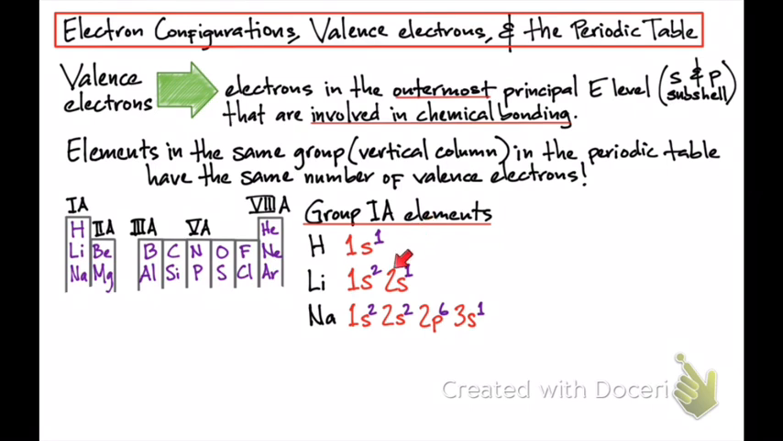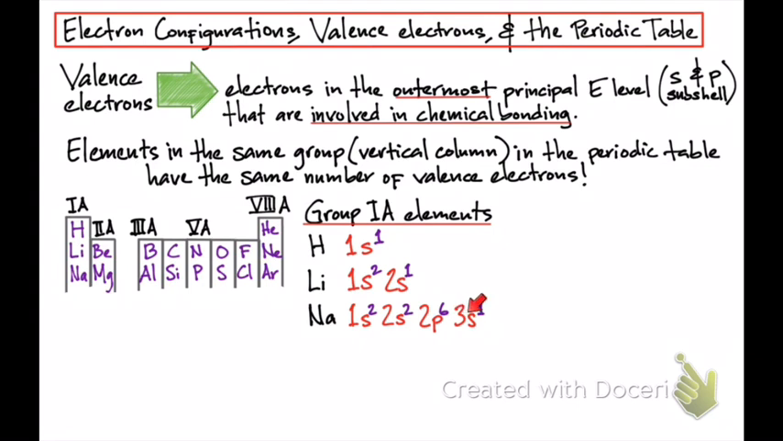We can do the same thing for lithium. The highest s and p sublevel is the 2s, because the 2p is empty. So you have 1 electron in the 2s. Same thing for sodium: we have 1s2 all the way to 3s1. The 3s1 is the highest s sublevel, and there's only 1 electron in that sublevel. So the number of valence electrons is 1 for sodium as well.